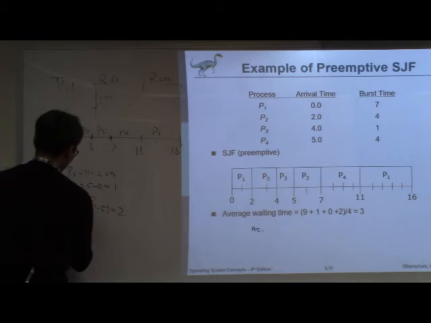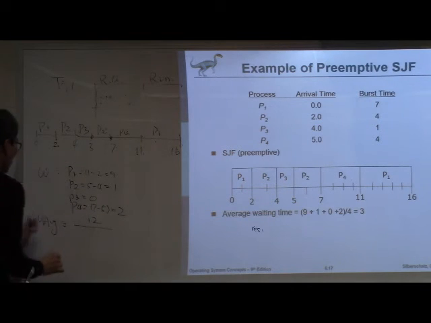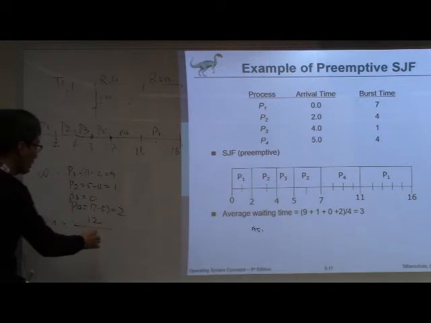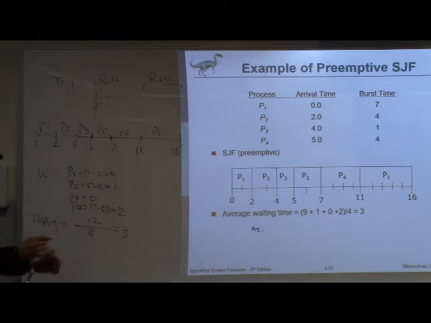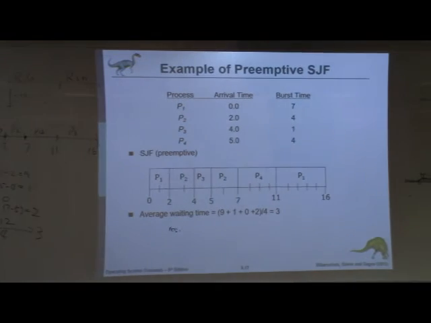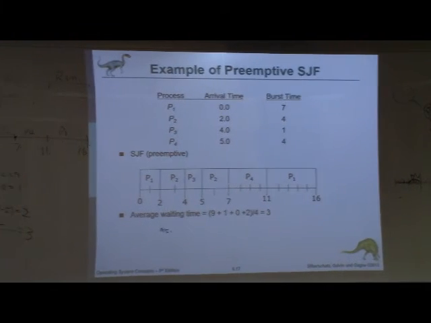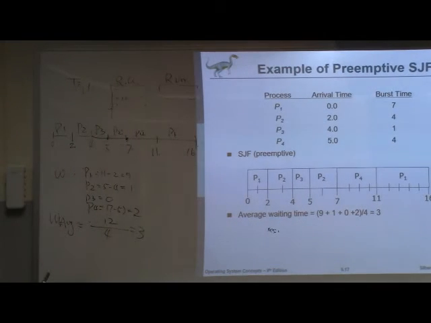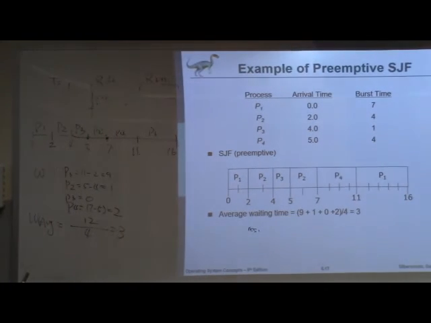Total, so 12. Average waiting time, divided by 4, is 3. Okay? So this is the waiting time. What about this one? It's 4. This is 3. So it provides the better waiting time. Okay? So that is.